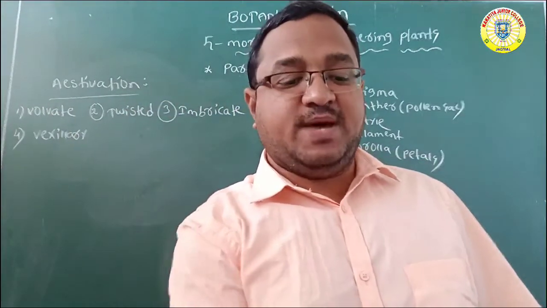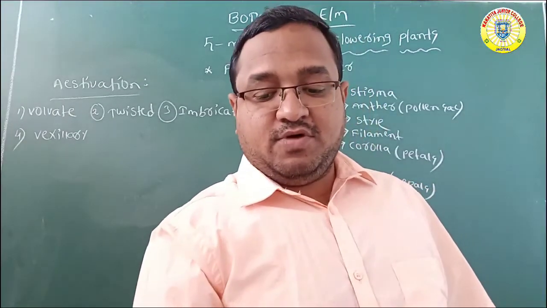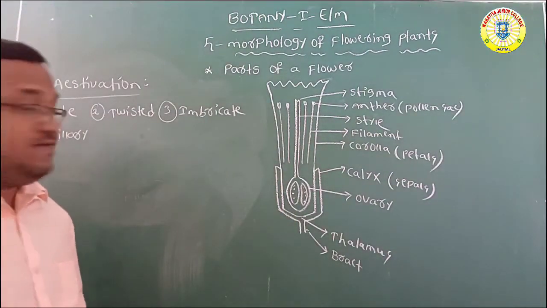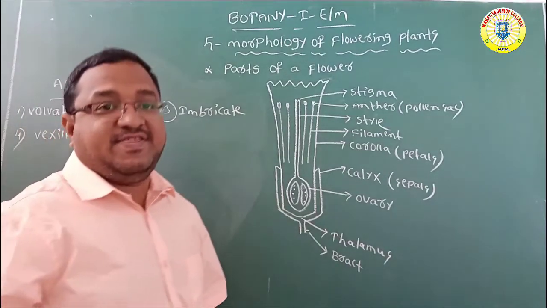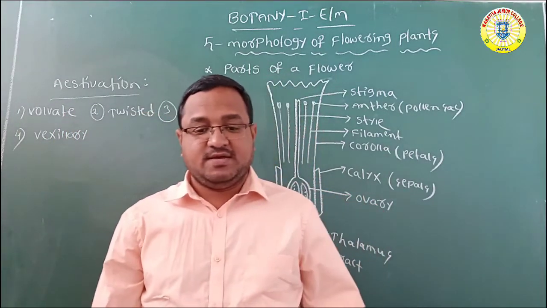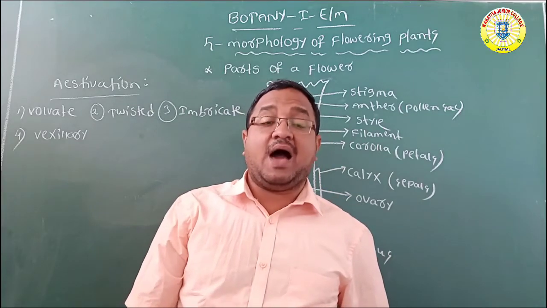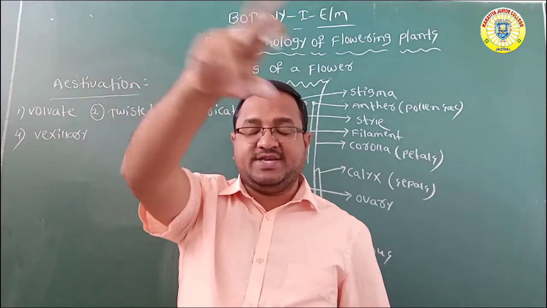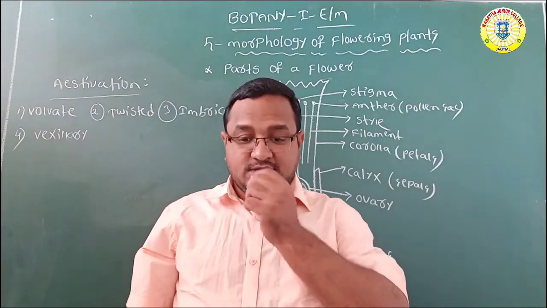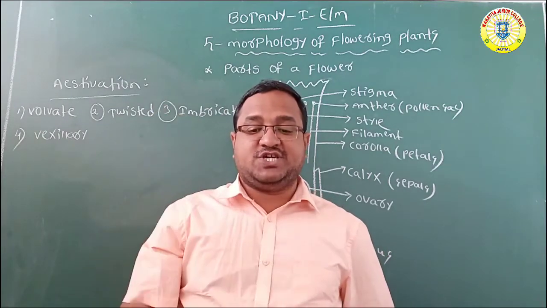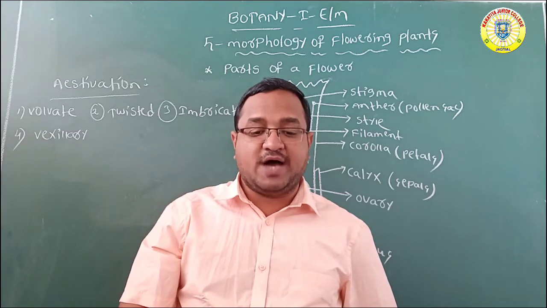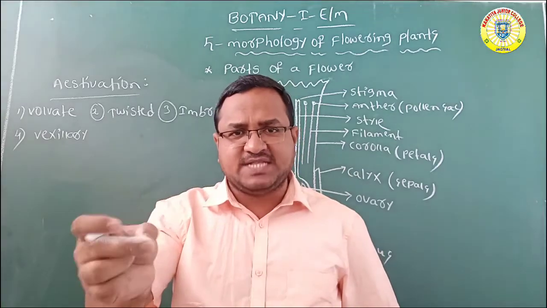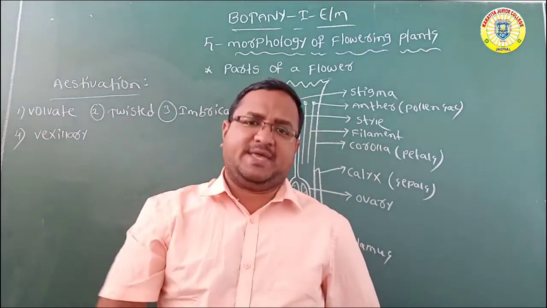For these four types, they have given a special diagram here. First, you can see, the first one is valvate. In valvate aestivation, the sepals or petals are arranged in a whorl, in a circle. They just touch one another at the margin without overlapping. Just the margins of sepals or petals touch, without overlapping.